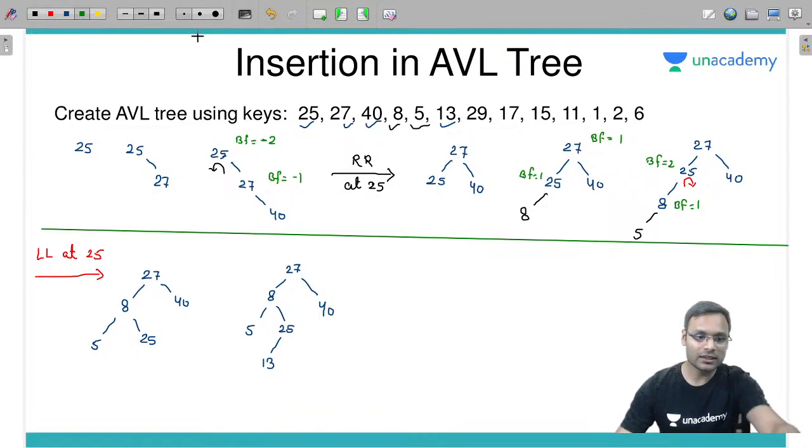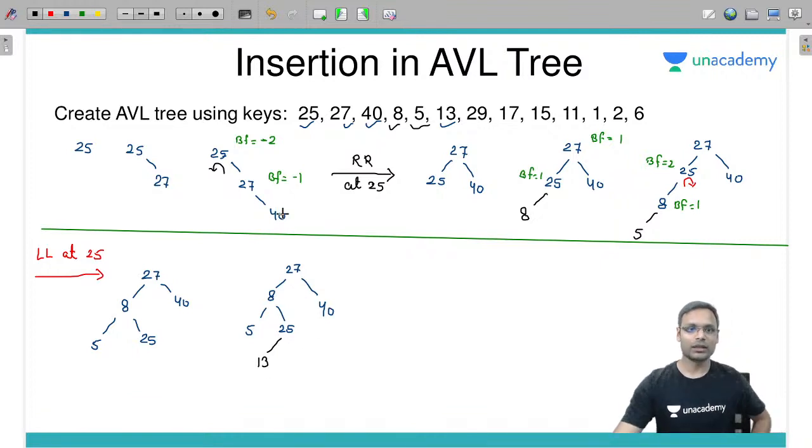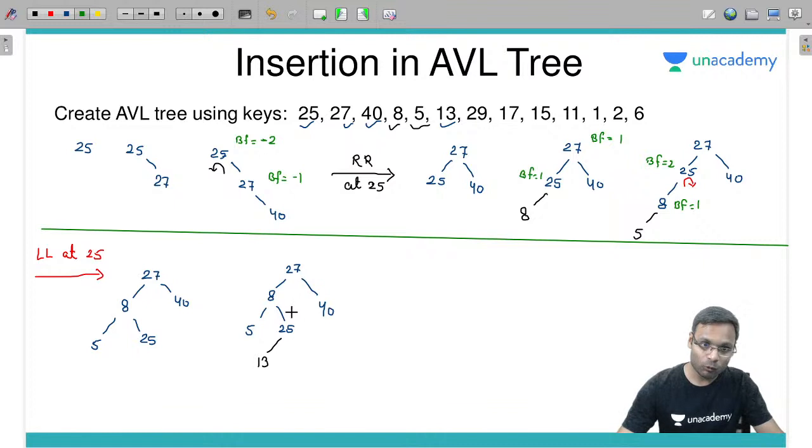Okay, so if you have inserted 13 here, let me make it in black color so that you can understand. 13 is inserted in this particular insertion. Fine, so let's check it out. At 25, 13's parent at 25. What is the balance factor here at 25? Tell me quickly. 1 minus 0, 1.